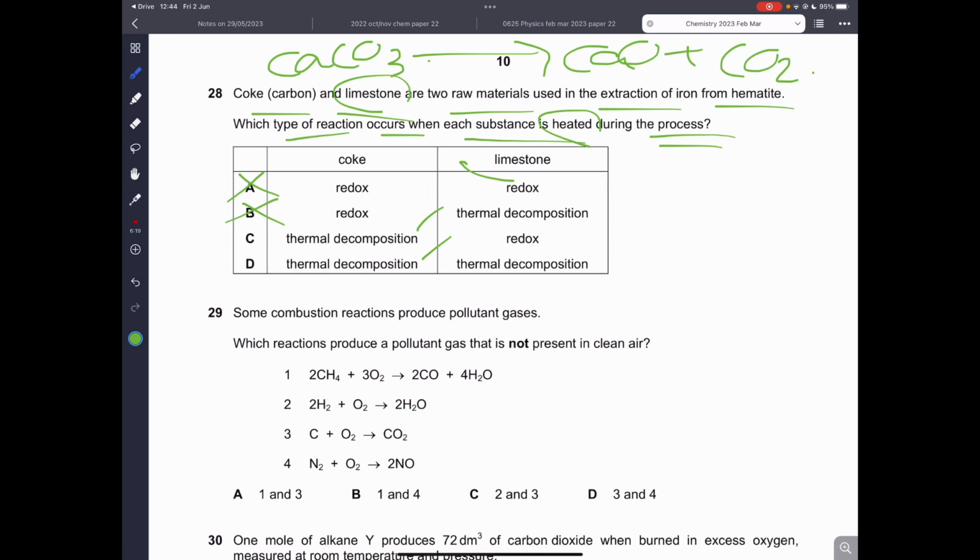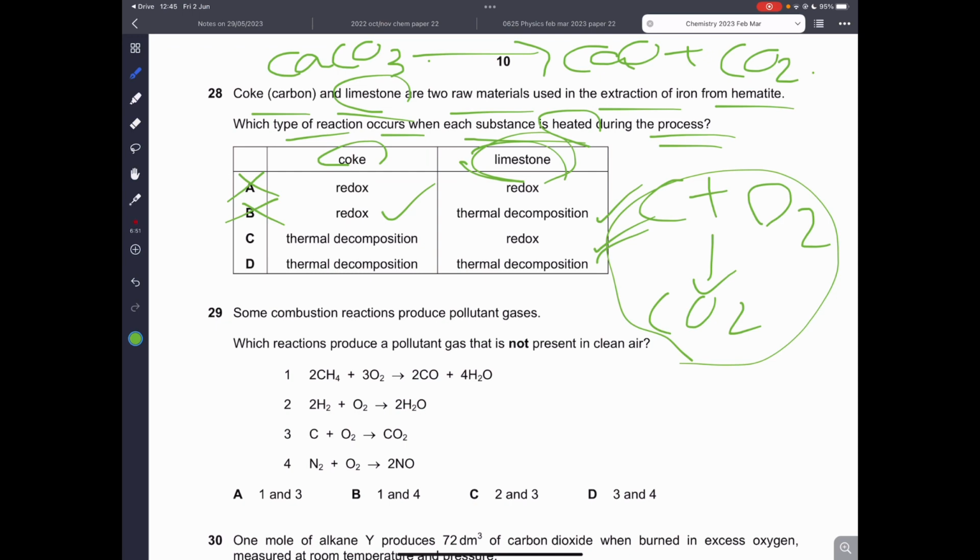So limestone is going to undergo thermal decomposition, and coke is going to undergo a redox reaction. Remember, coke is just carbon, and carbon in the blast furnace is going to react with oxygen to produce carbon dioxide, and you can see this is a redox reaction. So B is the correct answer.